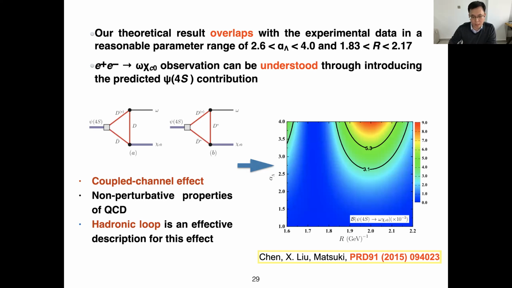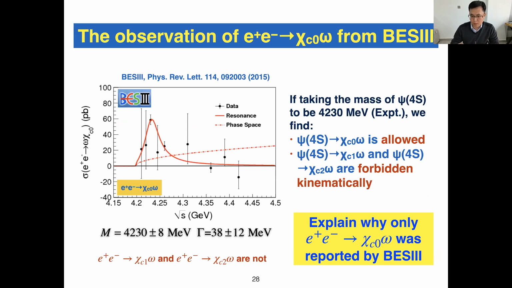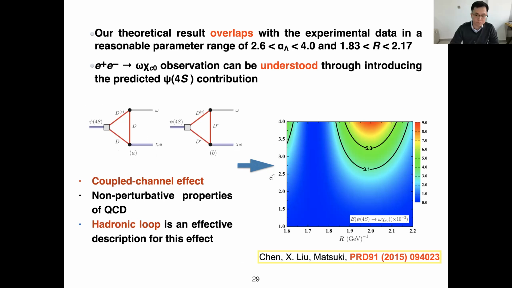You can notice that here we introduced the hadronic loop composed of D mesons. We can use this hadronic loop effect to describe the data. I think the conclusion is that this narrow structure existing at 4.2 GeV can be explained as the psi(4S). This is our conclusion.